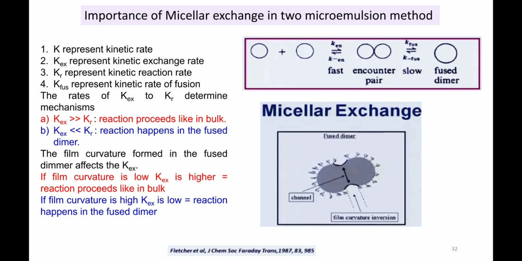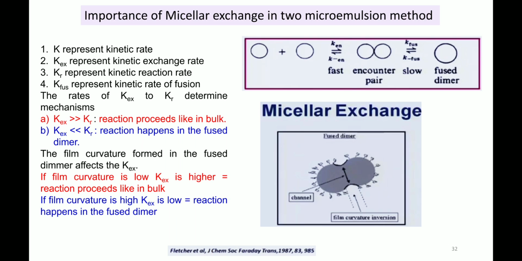So this is Kex. The next point is Kr. Okay, what is Kr? Kr represents the kinetic reaction rate. They are exchanging. So Kex represents the exchange rate of reactants, and Kr basically represents the kinetic reaction rate, by which rate they are reacting with each other.